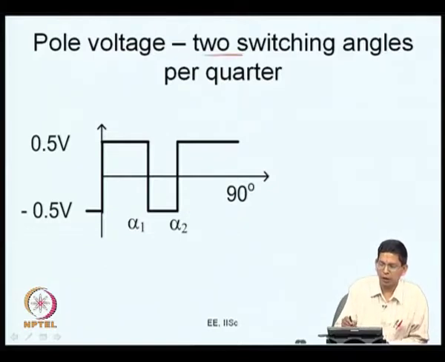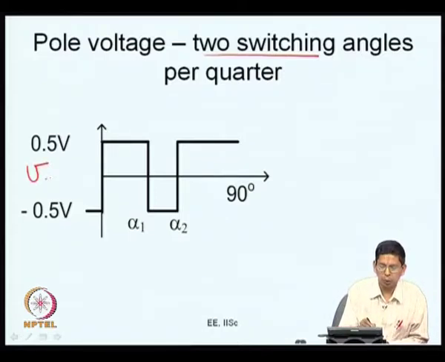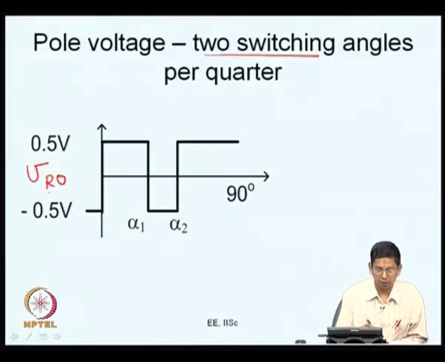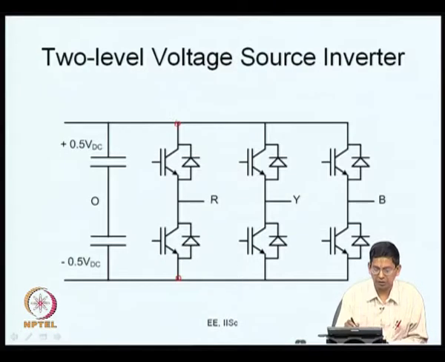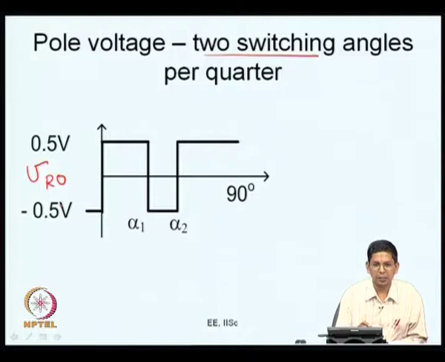Now we have been looking at 2 switching angles. What we are looking at here is the pole voltage VRO. R is the load terminal, R is this and O is this. So, here we are looking at the voltage at the midpoint of a leg measured with respect to the DC bus midpoint. So, it is 0.5 V or minus 0.5 V, where V stands for the DC bus voltage. You have 2 switchings per quarter, that is, alpha 1 and alpha 2.